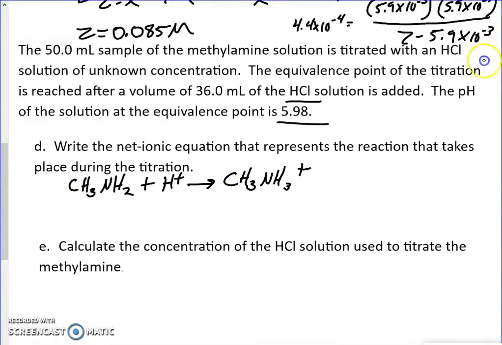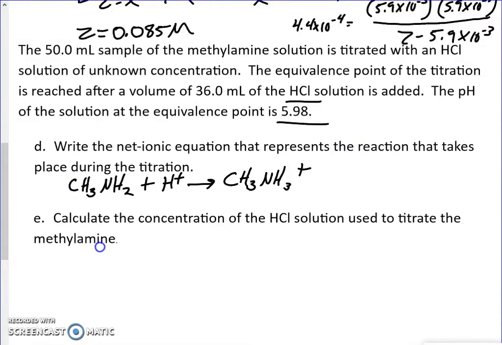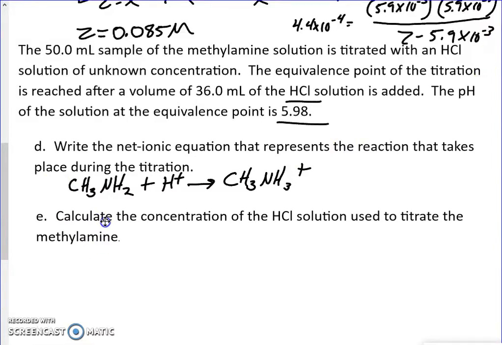Okay. The next thing, it says to calculate the concentration of the HCl in the solution used to titrate the methylamine. How in the world are we going to do that? This is where our knowledge of the equivalence point becomes really helpful. We know at the equivalence point that the moles of the acid are equal to the moles of the base. Well, what equation do we know that can help us do that?